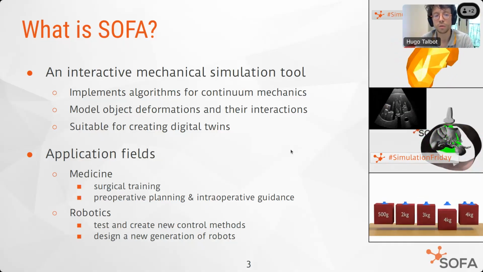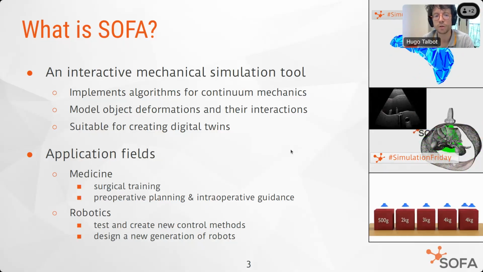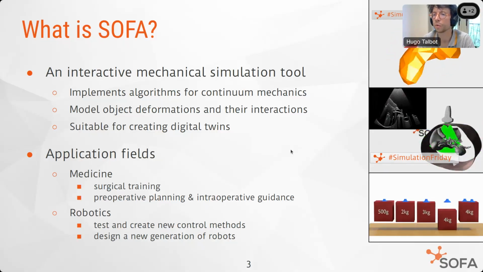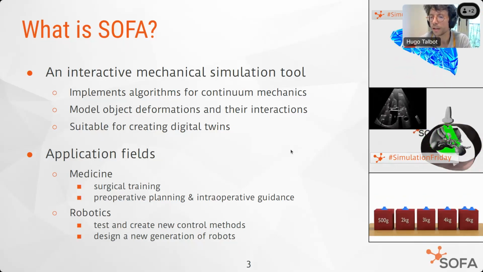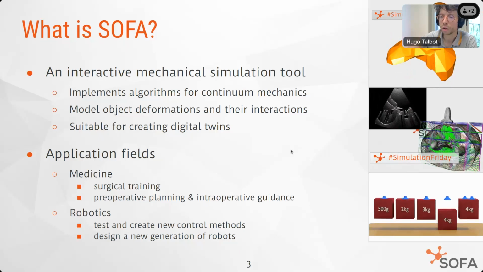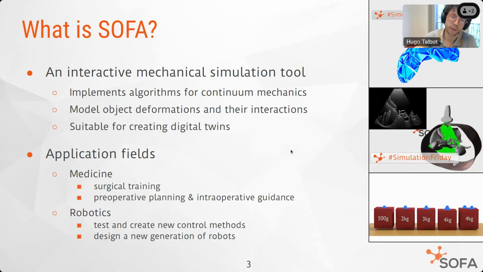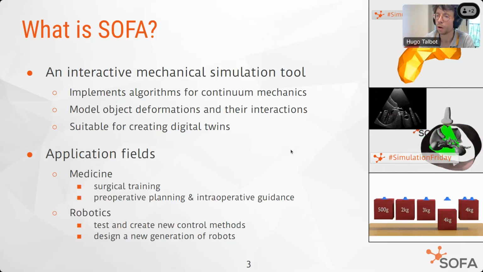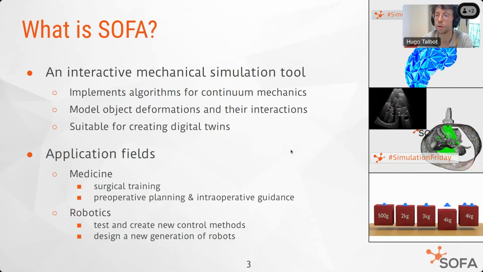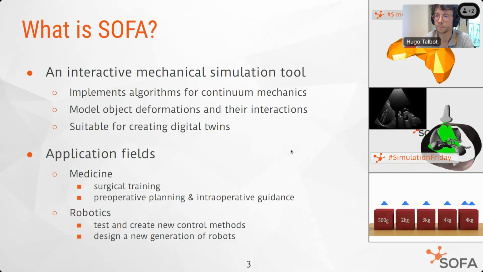We use simulation to model robots, obviously, but also to design new robots, and test and create new control laws for those robots. You can, for instance, on the bottom right, see suction cup robots which capture a box depending on its weight, and depending on the number of suction cups, you can see whether the robot will succeed in lifting it.